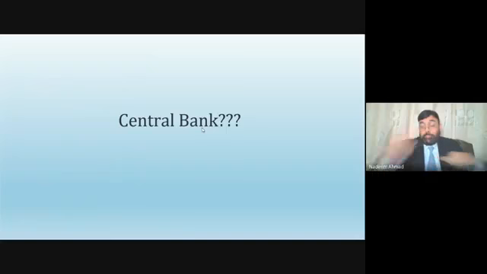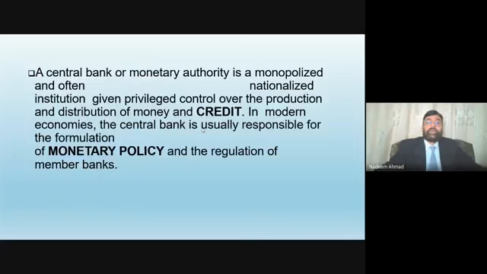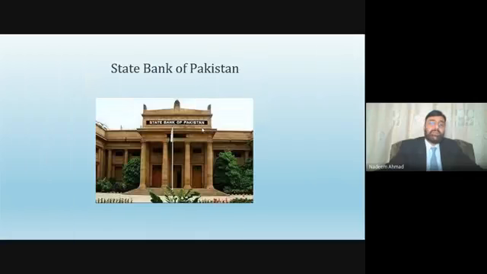Central bank. A central bank or monetary authority is a monopolized and often nationalized institution given privileged control over the production and the distribution of money and credit. In modern economies, the central bank is usually responsible for the formulation of monetary policy and the regulation of the member banks. As I just told you, the sole authority to launch the monetary policy in an economy is the state bank or the central bank of a country.